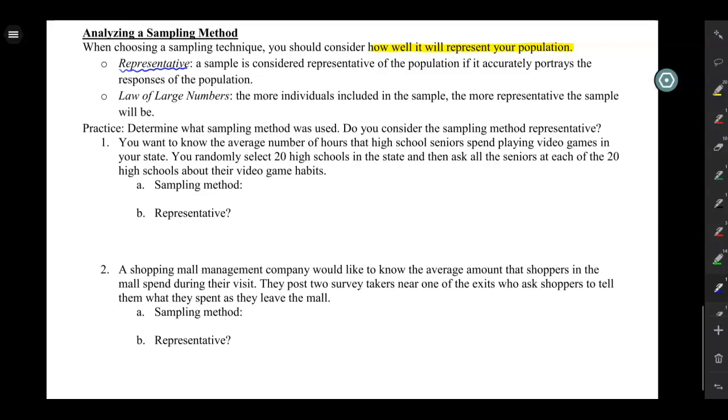Another thing that you want to think about is something called the law of large numbers. And the law of large numbers just says that the more individuals that you include in the sample, the more representative the sample is going to be.